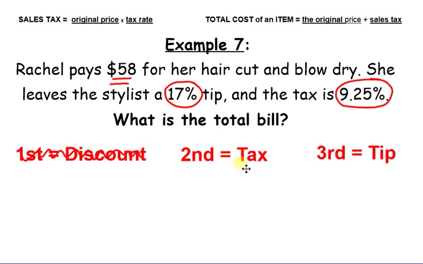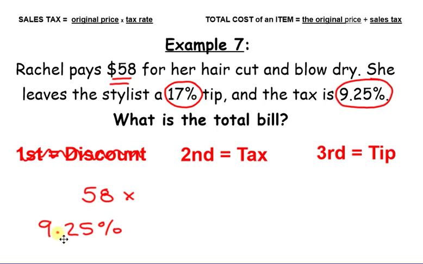So that means we're going to do tax first, tip second. You don't always go in the order that it gives you the information in the word problem. You need to follow the proper order, discount, tax, tip. But because there's no discount, we just go tax, tip. All right, so let's get started. $58 times, what's my tax?